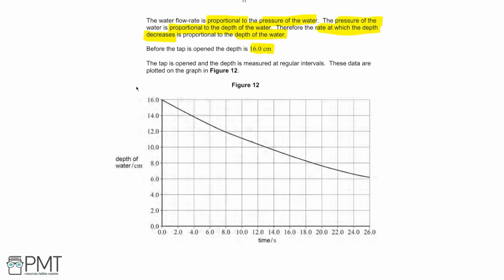Specifically, we're looking for the time taken for the depth of water to halve. We can read this off from the graph by considering the initial depth, D0, as 16.0 centimeters, and then we look for the time at which this is halved, which is approximately 19 seconds. So approximately equal to 19.0 seconds. So our half-life, t half, is approximately equal to 19 seconds.